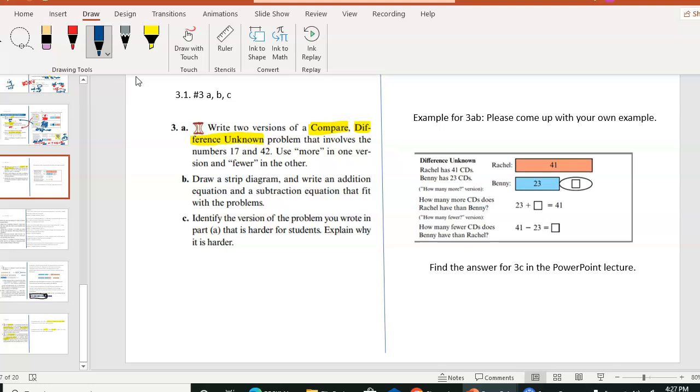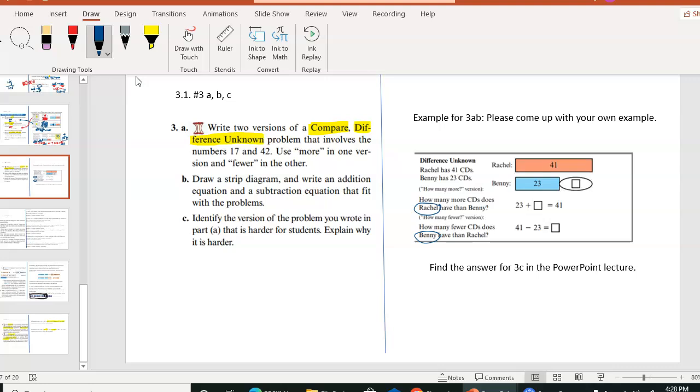Rachel has 41 CDs. Benny has 23 CDs. Apparently, Rachel has more. So you can ask one of these two questions. You can ask, how many more does Rachel have than Benny? Here the subject is Rachel. But you can also start with Benny. Because Benny has fewer CDs, you have to say, how many fewer does Benny have than Rachel?